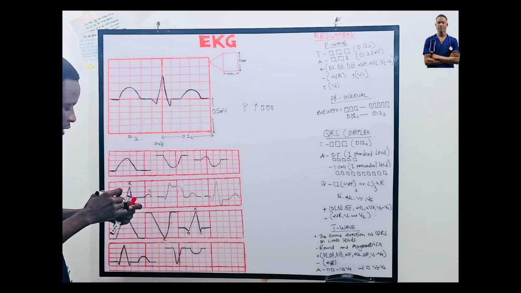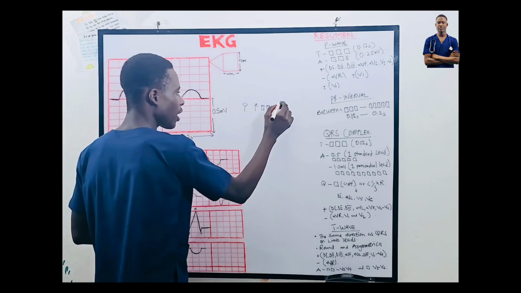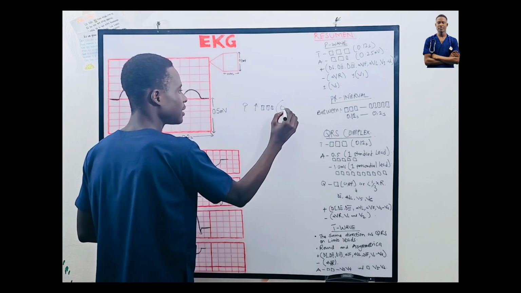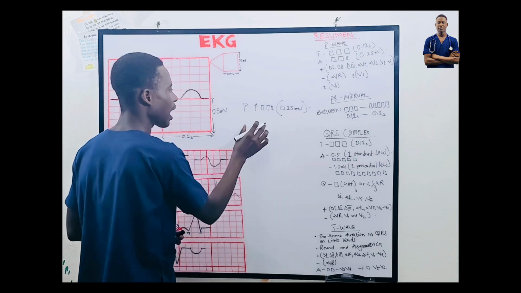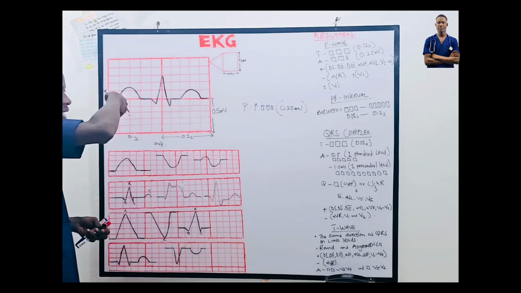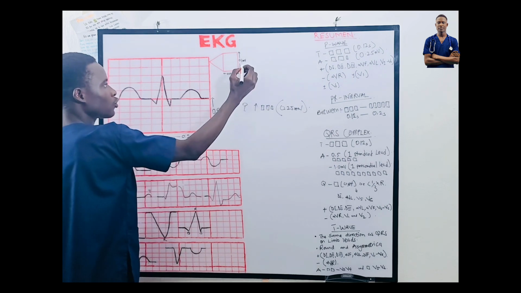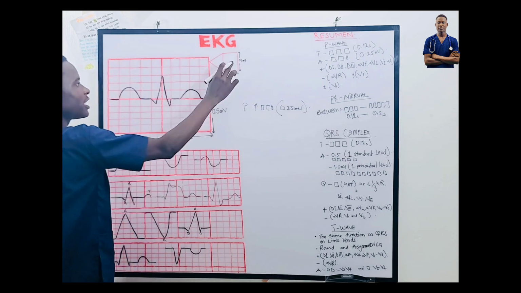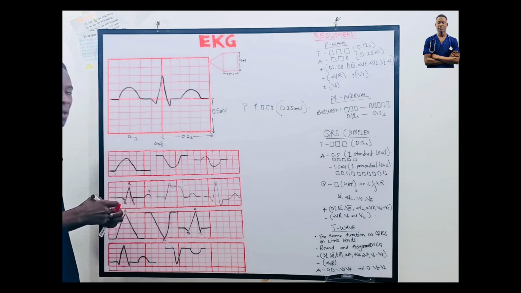Do you understand? So 2.5 boxes is going to give us 0.25 millivolts for the amplitude. That is the height. Do you understand? So, meaning 2.5 of these boxes must be the height of a P wave.